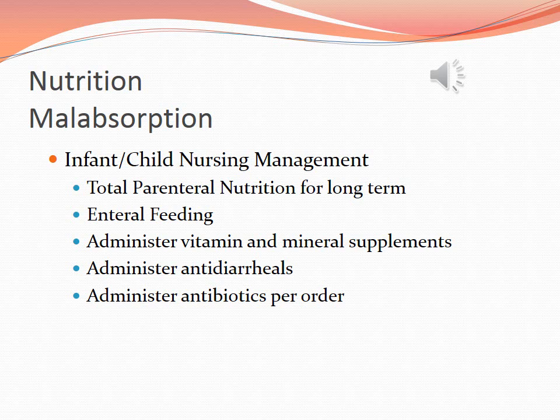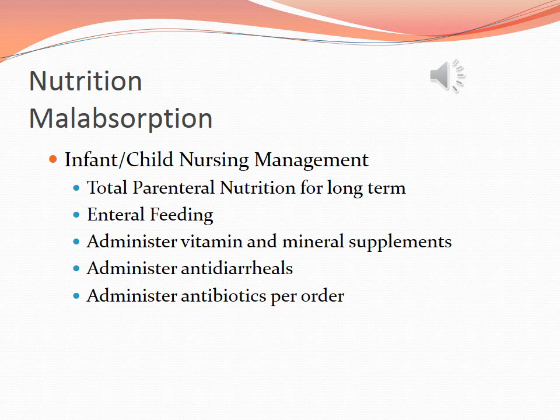In malabsorption for the infant or child with short gut syndrome, nursing management includes total parenteral nutrition long term, enteral feeding, administering vitamin and mineral supplements, administering antidiarrheals, and administering antibiotics per order. The child with short bowel syndrome is at risk for chronic complications. The goals of therapeutic management are to minimize bacterial overgrowth and to maximize the child's nutritional status. Antibiotics may be used to control that bacterial overgrowth.